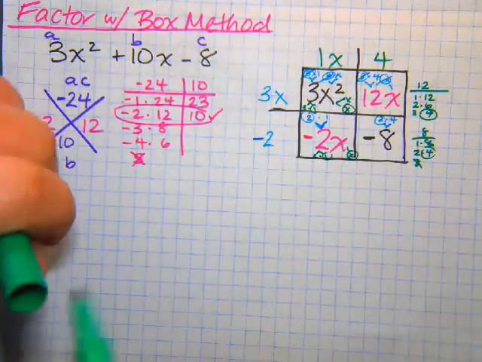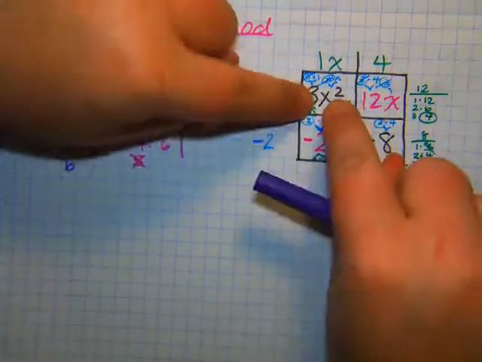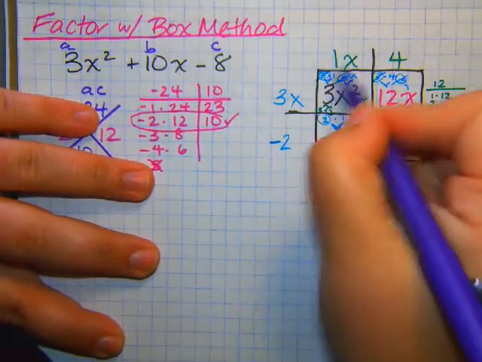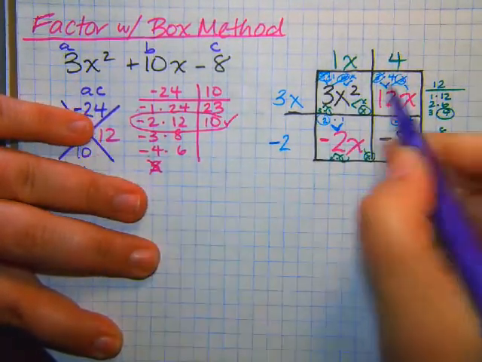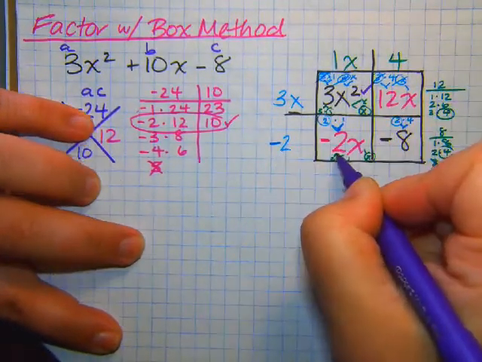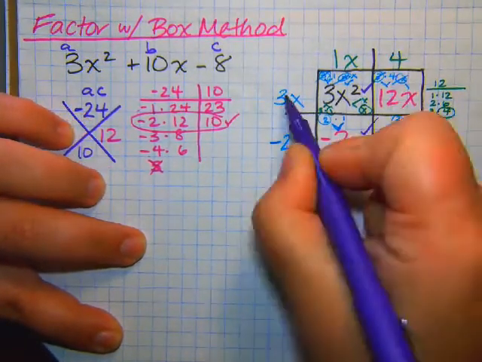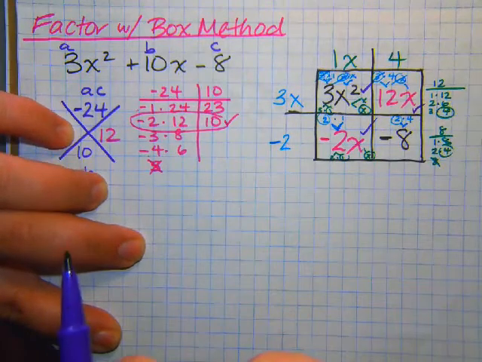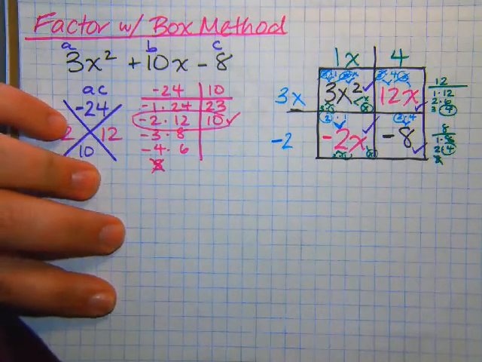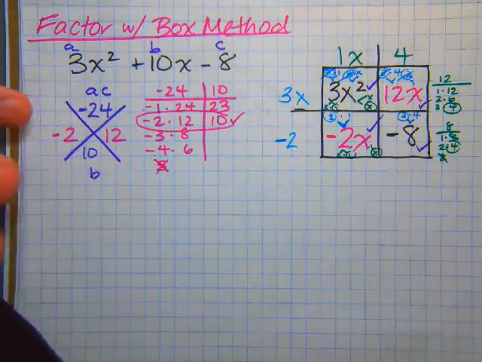So now, the way we make sure that these numbers are all correct is make sure that they multiply back to what was here. So we double check, is 3x times 1x 3x squared? 3 times 1 is 3, x times x is x squared. Good. So I'm going to put a little check to make sure I check. Then we do this number down here. 1 times negative 2 is negative 2, and then bring down the x. Good. Here, 3x times 4. 3 times 4 is 12, and then just bring the x. Good. And lastly, 4 times negative 2 is negative 8. Good. If they didn't make those, we'd have to adjust and see if we added a negative here, if that made it work. But we don't, so it's good.